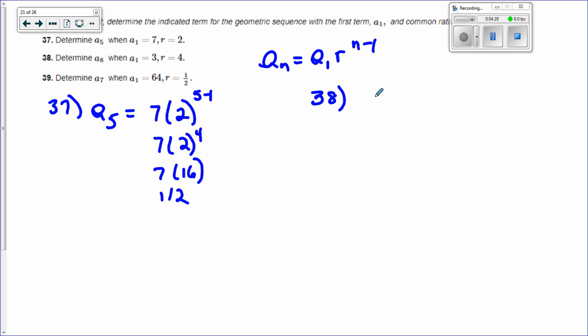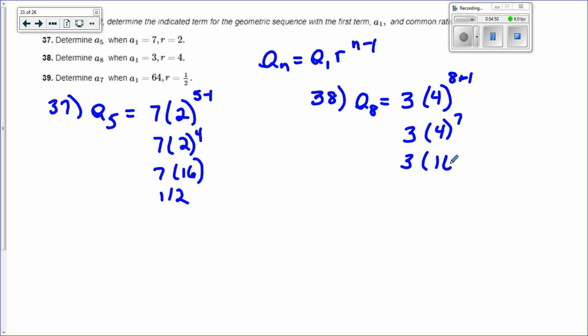38. They want us to find a sub 8. So the first term is 3. R is 4. And this is going to be 8 minus 1. I started to write 7. So this is 3 times 4 to the 7th. So this is 3. 4 to the 7th is 16,384. Then you multiply by 3, 49,152.